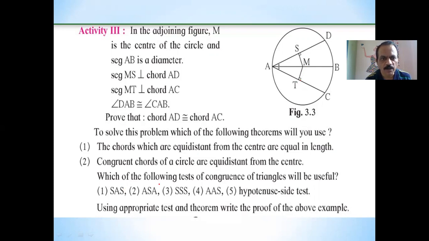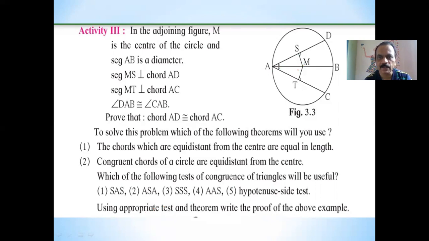Now which of the following tests of congruency of a triangle will be useful? Here we are given names of these tests. First is the side angle side test. Second is the angle side angle test. Third is the side side side test. Fourth is the angle angle side test. And fifth is the hypotenuse and side test. So here, look at triangle MSA.